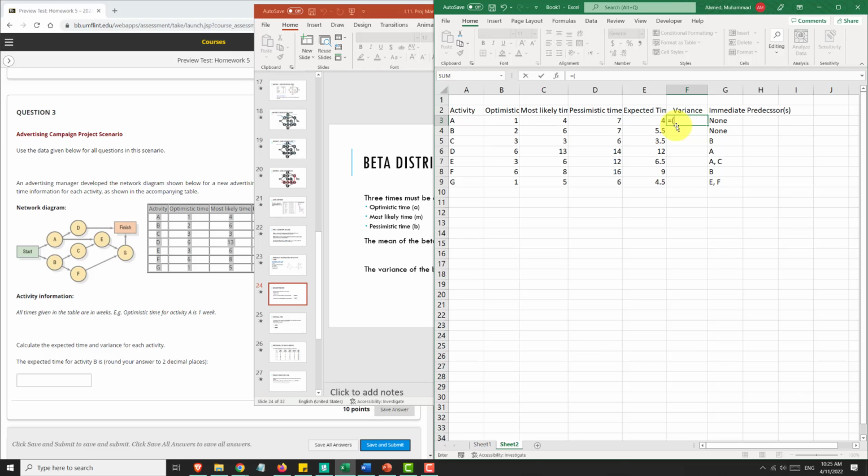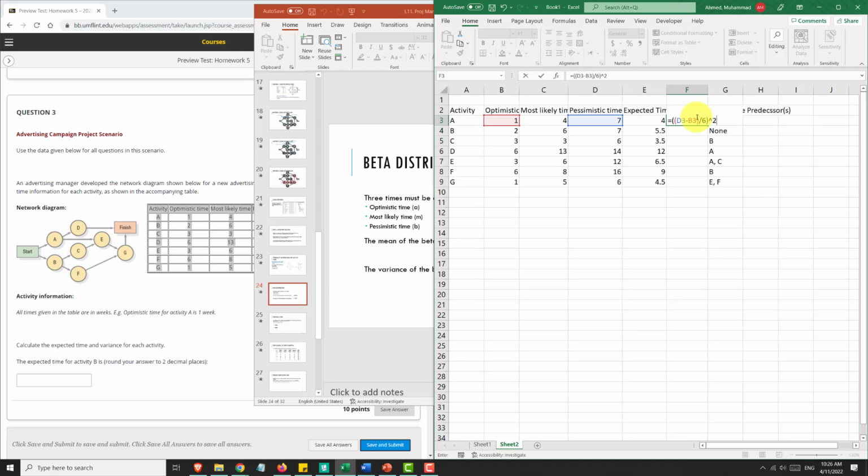We will do 2 open brackets, and we can do b minus a or a minus b. It gives you the same answer. The difference between the optimistic and the pessimistic times divided by 6. And now this is why I need the outer bracket, because I need to square the whole thing. So I do shift 6 to get the hat, and 2, that's how you square in Excel.